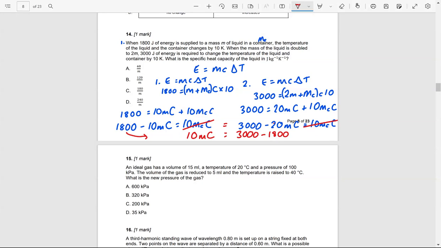Okay. So we say, I'm running out of space. So we say 3,000 minus 1,800 is 1,200. We can cross out these zeros. So 1 mc equals 120. Yeah, this is going to work. So 120 equals, divided by m equals c. And the answer is B. Is that correct? Let me just check the mark scheme. Yes, it is. Okay, that's question 14.